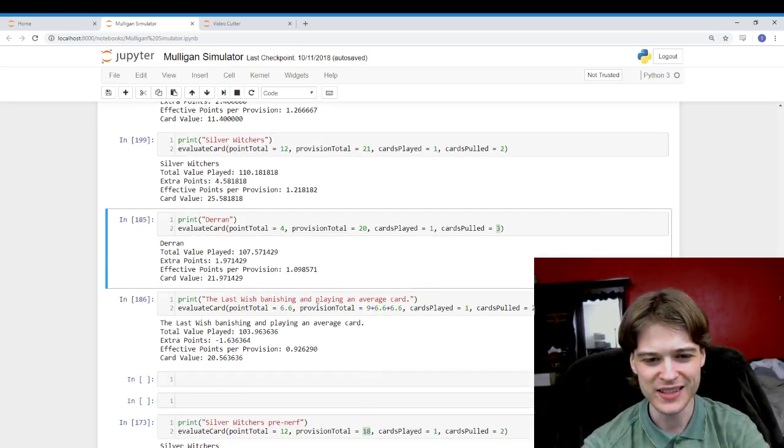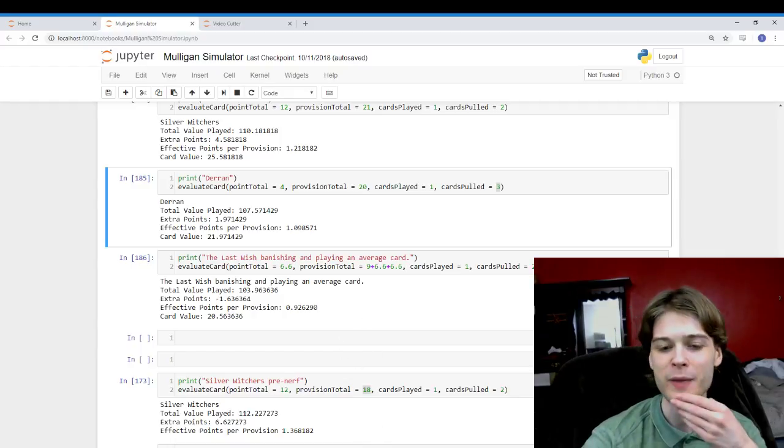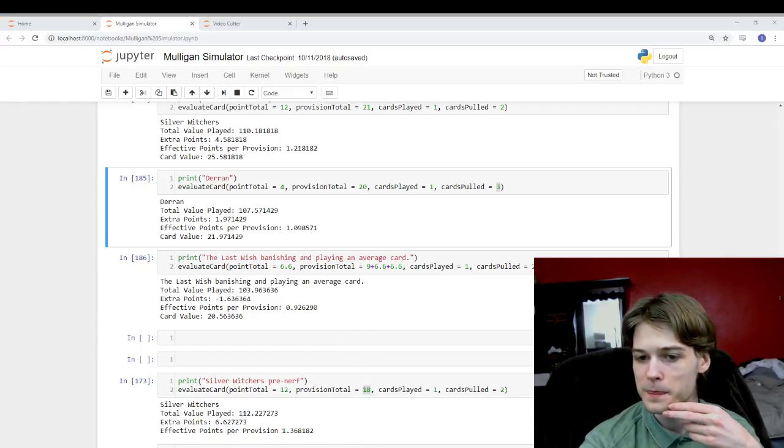I have a few more here. These aren't so important. Silver Witch is pre-nerf. I wanted to take a quick look at that. Anyway, let's go back to the big camera, and I'm going to bring up my notes again, and we're going to wrap this up.